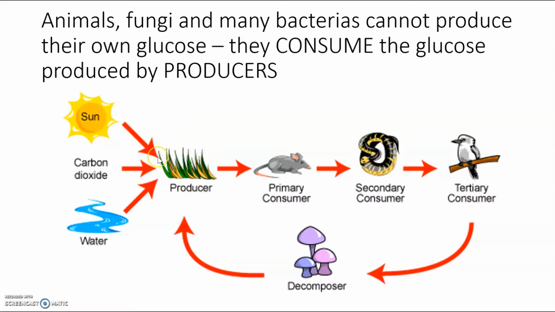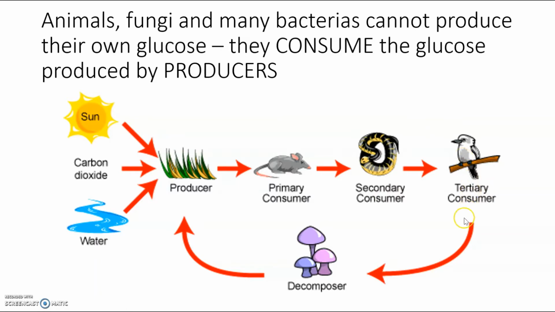the producers using the energy from the sunlight, using inorganic molecules such as carbon dioxide and water, and they then produce their own organic molecules. And those organic molecules can then be eaten by first primary consumers, and then those primary consumers can get eaten by secondary consumers, and those can be eaten by tertiary consumers, and so on.